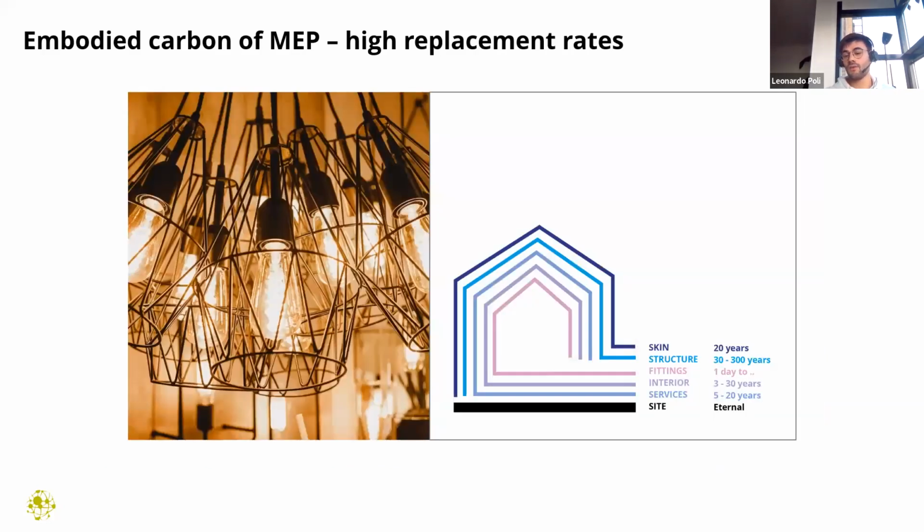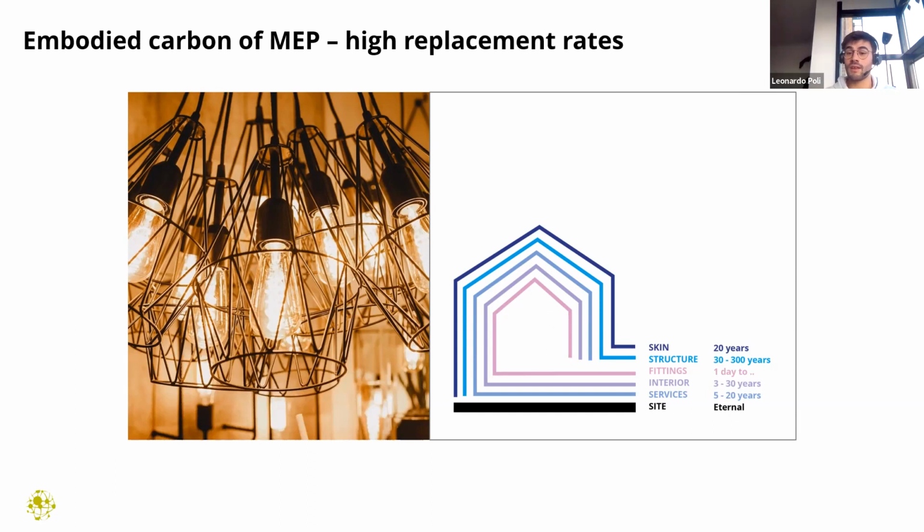And then the next slide also shows the third element that gives us an understanding of how important it is to consider this, aka the high replacement rates. Let's not forget this is a life cycle assessment, therefore we're considering the whole life of the building, and that includes replacement of damaged items and of items that reach the end of life over 60 years, which is the period of assessment for an embodied carbon assessment and life cycle assessment alike. So in this slide, we can see different elements of a building: a skin, structure, fitting, interiors and services, and site, and the different life of each one of these elements.